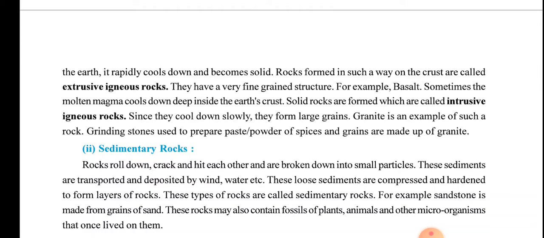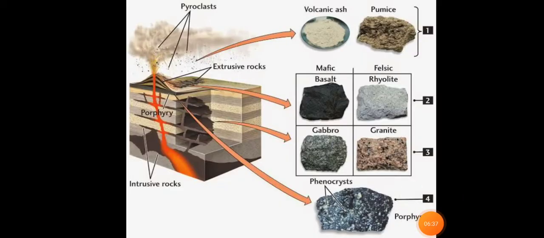Let us see one picture about granite and basalt rocks. Here you can see this picture. Igneous types of rocks: gabbro, basalt, rhyolite, granite. These are the types of igneous rocks.